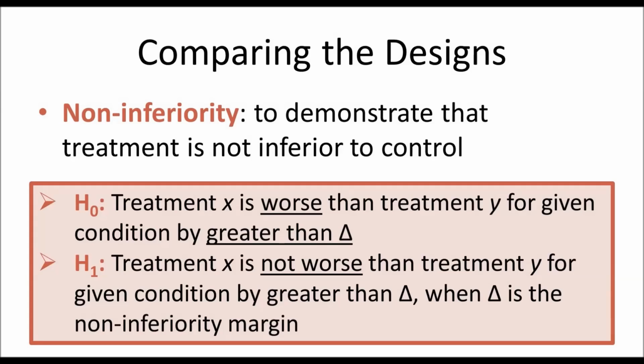Similar to equivalency studies, non-inferiority trials incorporate delta into its hypotheses. However, since the goal is to demonstrate that the treatment is not inferior or worse than the control, the hypotheses vary slightly. The null hypothesis is that treatment X is worse than treatment Y by greater than delta, while the alternate is that treatment X is not worse than treatment Y by greater than delta. Delta is a non-inferiority margin. Therefore, if one rejects the null hypothesis, they are able to state that the new treatment is not any worse than the control group.